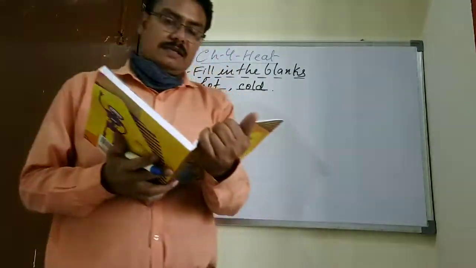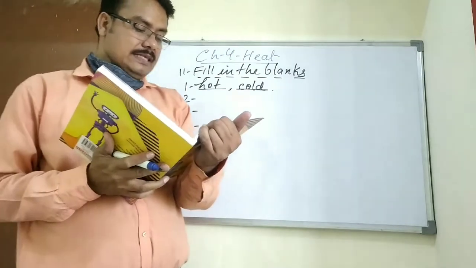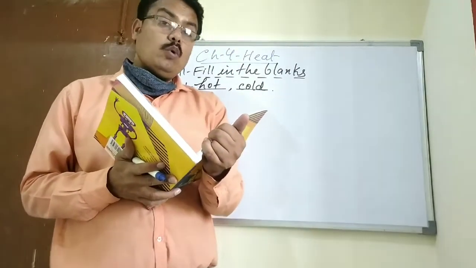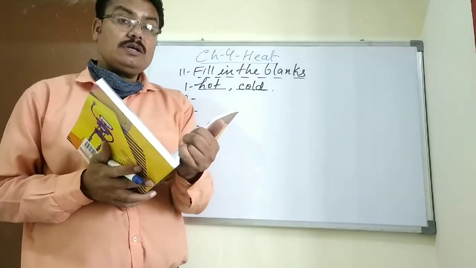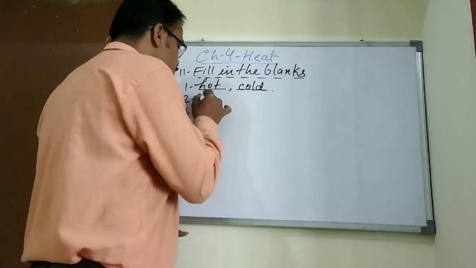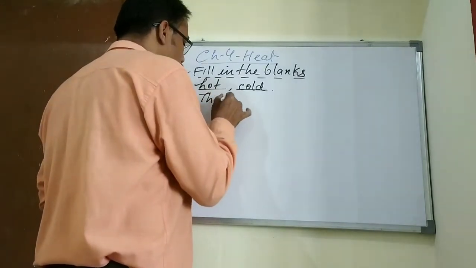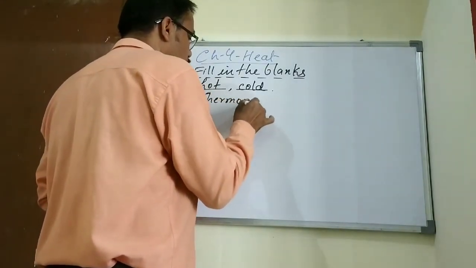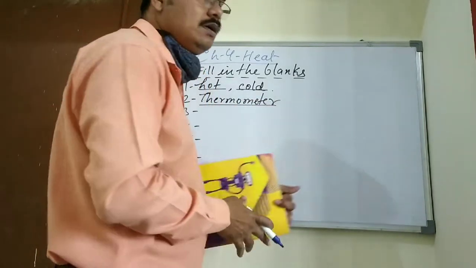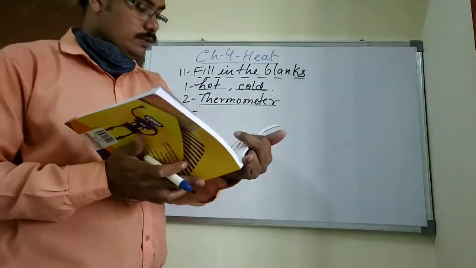Now second is: dash is an instrument used to measure temperature. So student, you know very well what instrument is used to measure temperature? Yes, very good. Thermometer. So student, thermometer is the instrument used to measure the body temperature.